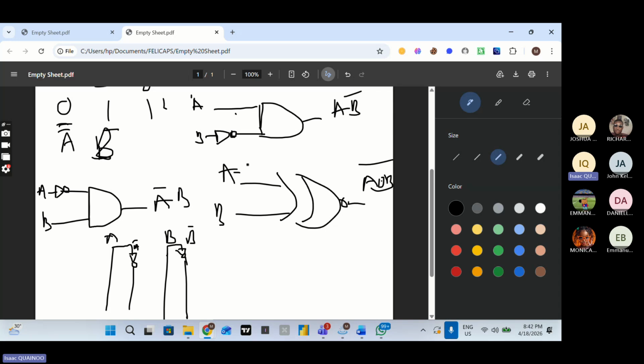So for this one here, let's work with the XOR first. With the XOR, we have A and B, right? So this is our A. So we tap our first input on this point. And then we have B. B is here. And then we draw our XOR gates.